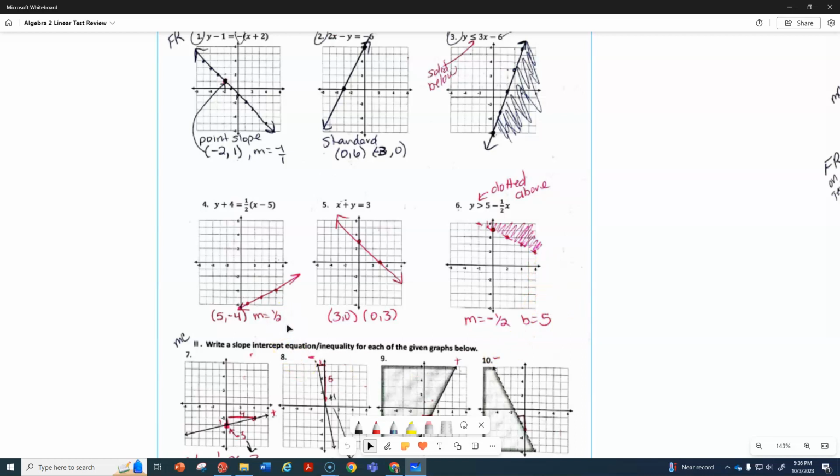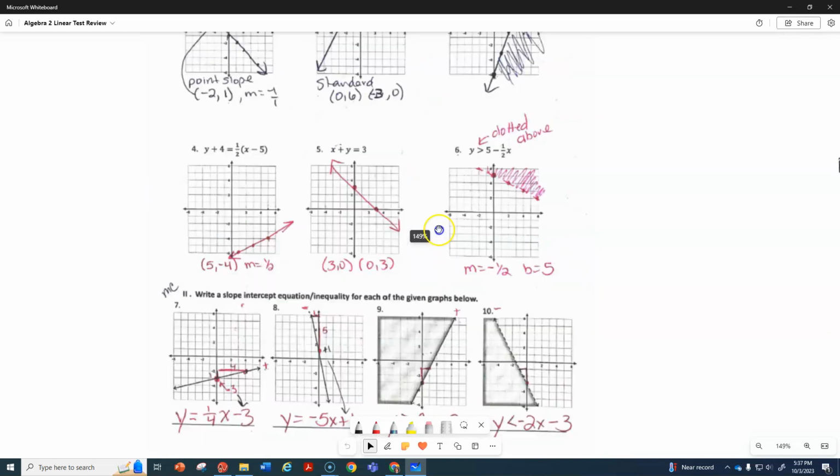I need to see the work. I need to see that you plotted that point, the point 5, -4. I need to see that point 5, -4 right there. I should see that point on your line, and then I should see where you did rise 1, run 2. At least once, rise 1, run 2.